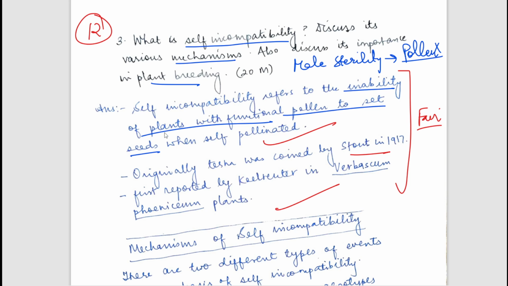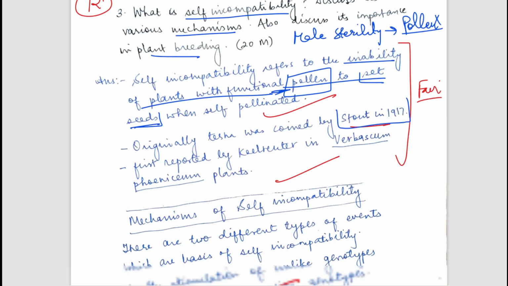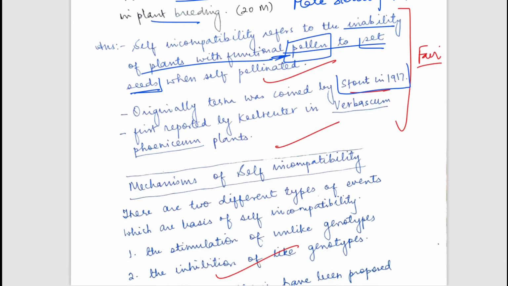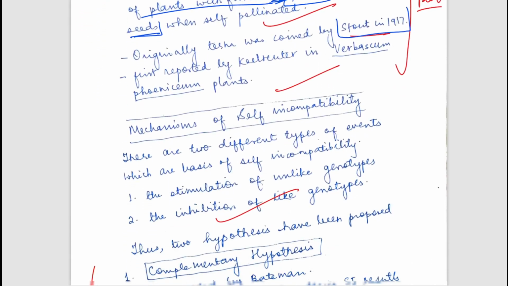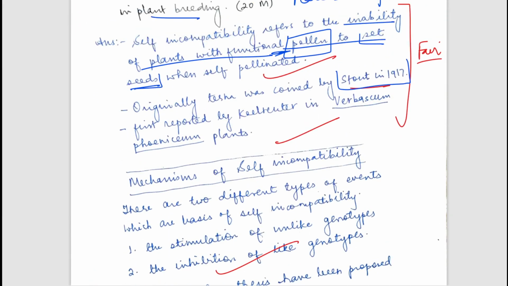In self-incompatibility, the plant produces pollen, but these pollens are not able to set seeds or not able to pollinate the crops. So this is a basic difference. And in male sterility, no pollen is produced in significant amounts. This term was coined by Stout in 1917. So these are well written, well defined points. I think self-incompatibility has been well defined.